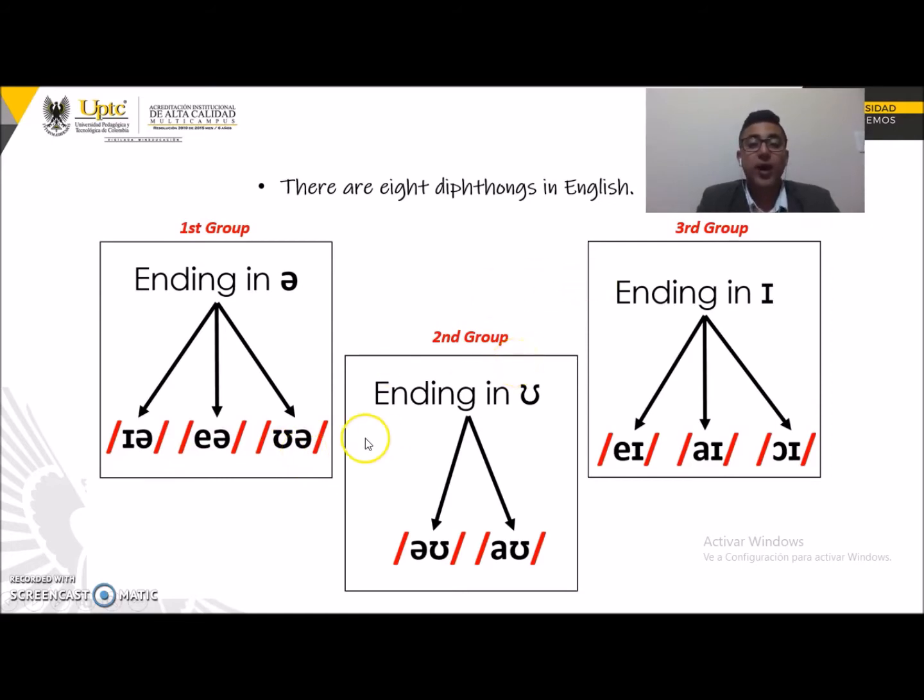In the second group, we have those ending in upsilon, and there are only 2 of them. We have schwa and upsilon, and script A and upsilon. And the last group, which is the third one, all of them end in capital I. So the first one is epsilon, capital I, script A, capital I, and inverted C, capital I. So let's get into the explanation, and I'm going to start with the first group.